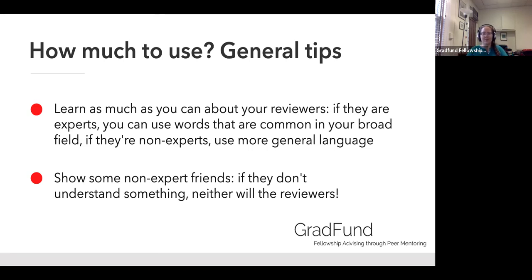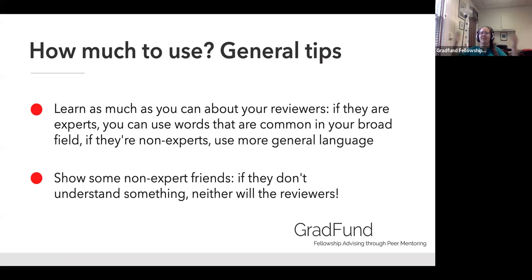And one thing you can do is show some friends that are similar to your reviewers. Let's say you're an inorganic chemist and you're applying for a general chemistry award. Find people who are in chemistry but not in your subfield, so not from your research group, and ask them to review it. Or maybe it's a little broader. You're in women and gender studies and you're applying for a humanities award. Find people who you know who are in the humanities more broadly and see if they understand what you're saying.